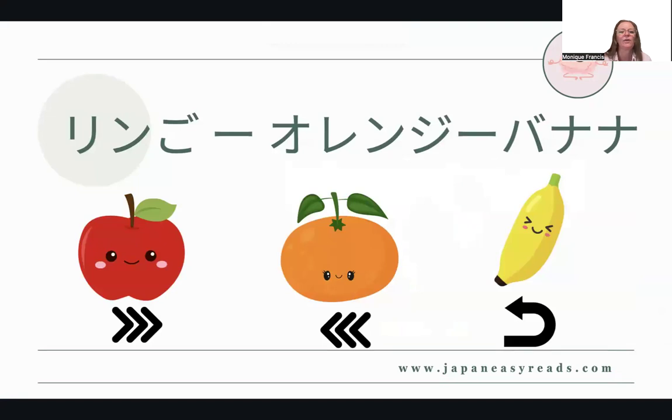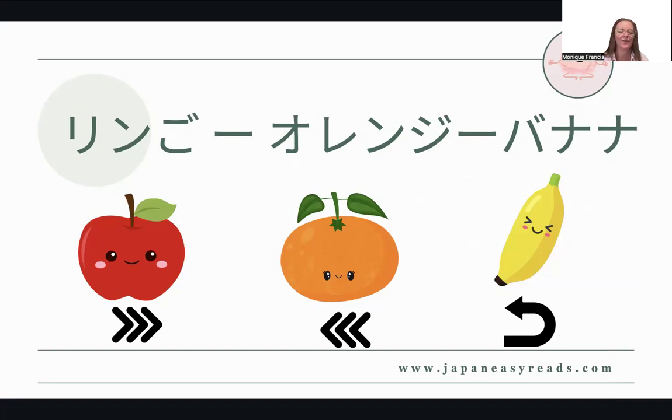Okay, Ringo. Oh, little typo. Ringo, orange, banana. So this one is set up with the class in a circle, and they've got their hands on their shoulders, and they need to follow the teacher's instructions. So when the teacher says Ringo, they jump forward. When the teacher says orange, they jump back. And banana is that they turn around.